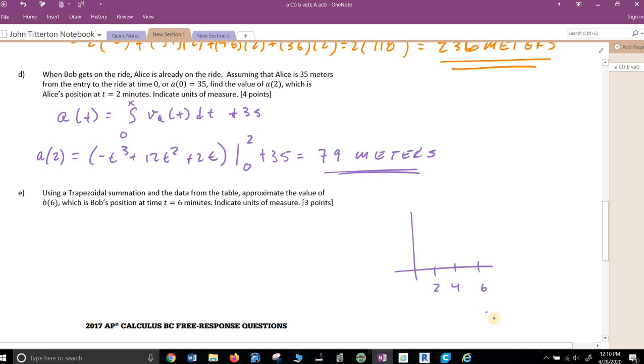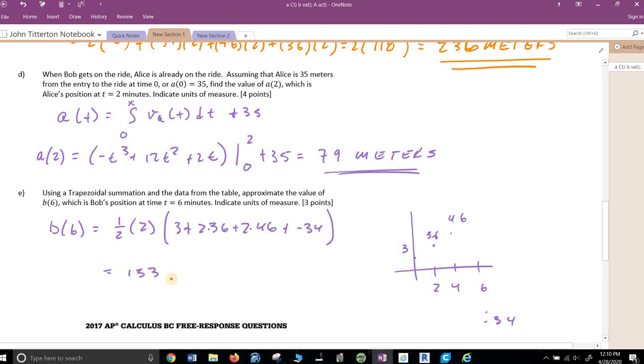So this is down here at negative 34. At 4 it's at 46. And at 2 it's at 36. And here it's at 3. So let's go with b of 6 is 1/2. They're all 2. First value, 3 plus 2 times 36 plus 2 times 46 plus negative 34. If you need to go back and look at the trapezoid rule, that is how we do it. Crank it out, 133 meters.